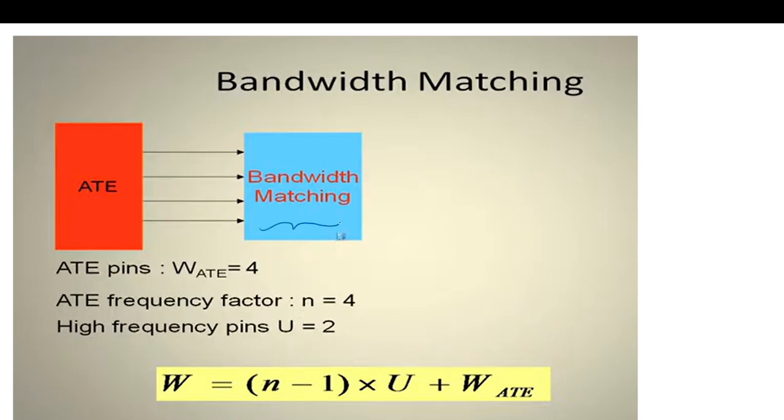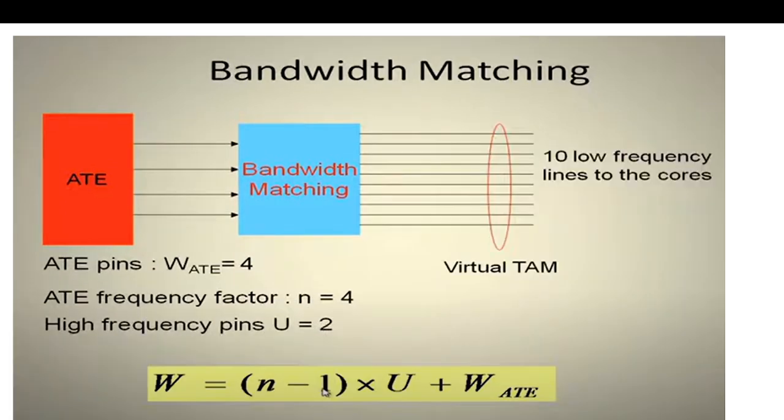We need a bandwidth matching circuit to perform this operation. So now if you substitute this in the formula, it is 3 into 2 plus 4, which is 10. So we have only 4 lines.